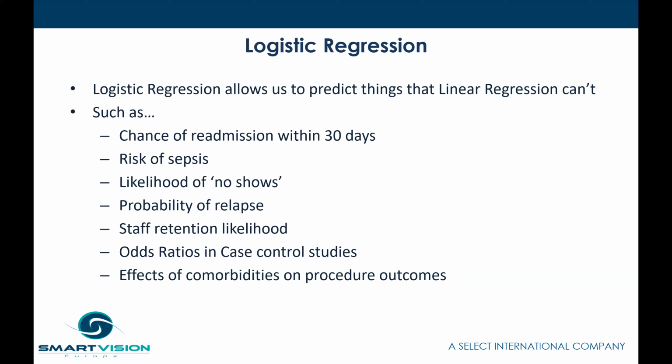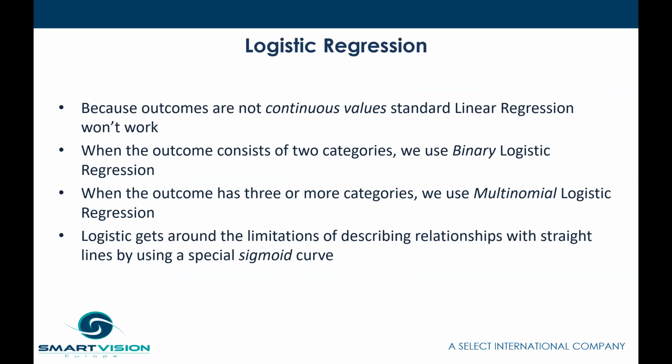In the previous session, we were talking about odds ratios and relative risk values. It actually creates odds ratios for you in case control studies. And it helps you model the effects of comorbidities on procedure outcomes. So it's like linear regression, but here the target is a category. Because the outcomes are not continuous in nature, standard linear regression won't work because it won't understand that there's only two values. It'll predict values outside of those bounds.